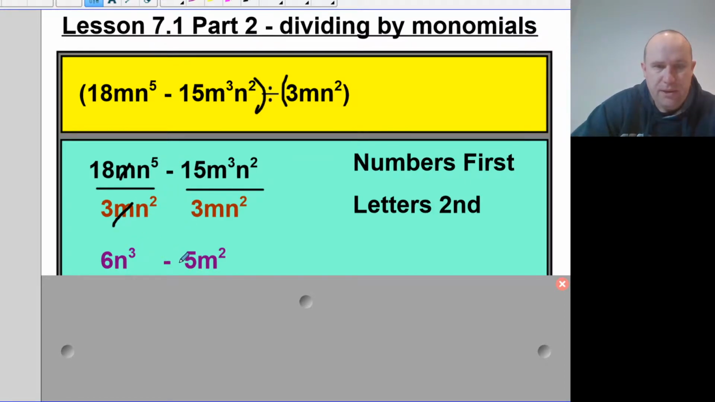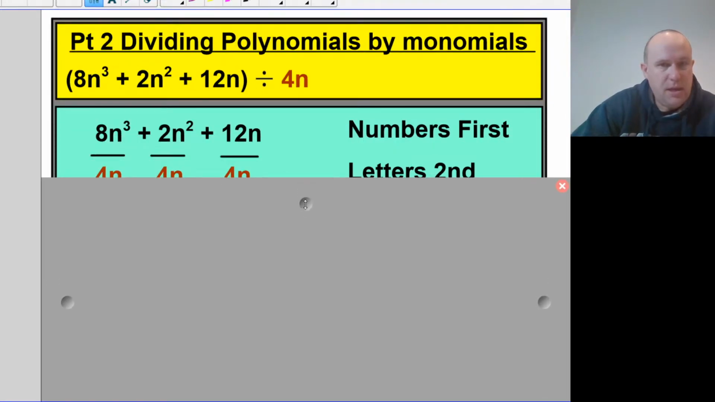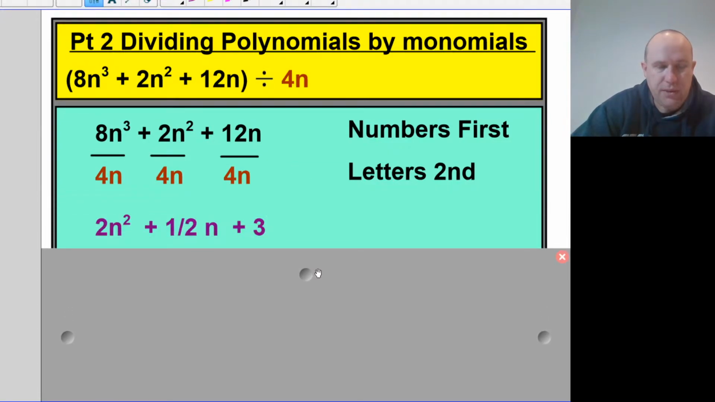Negative 15 divided by 3 is negative 5. Put that little exponent of 1 in there. 3 take away 1 is 2. And look, n squared and n squared, as they're the same, they just go ahead and cancel. And same idea, even if we extend to a trinomial, that's 3 terms. Just go ahead and split the question up into 3 parts, and then work through each one individually.